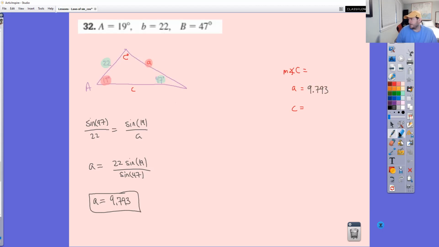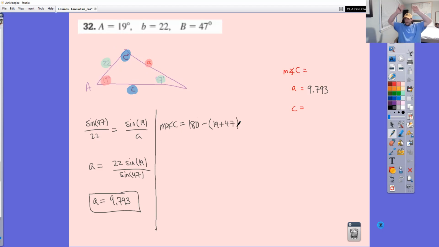Okay, so now we bump into that problem again where I don't know this angle and I don't know this side. So how can I write a sine ratio? Oh, well, you can find the angle because all the angles have to add up to 180. So that's the trick. We got to find the angle first. So the measure of angle C has to equal 180 minus the sum of the other two, 19 and 47. That, of course, adds up to 63. So that's 117. Boink. And we're done. That's actually an answer. 117 goes in right here.